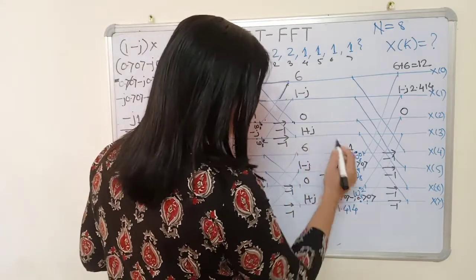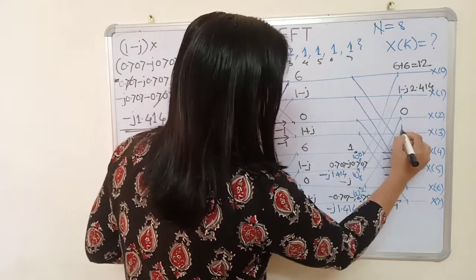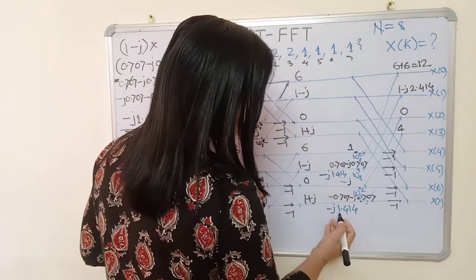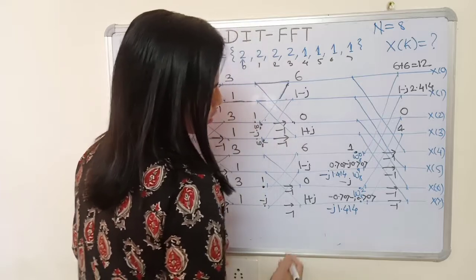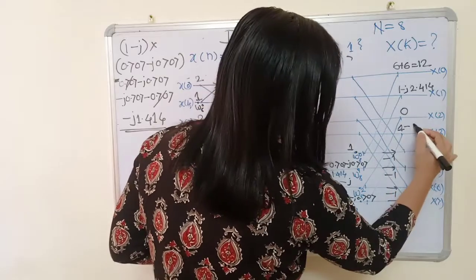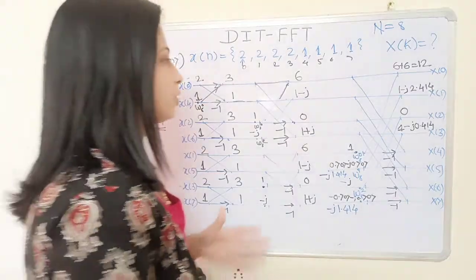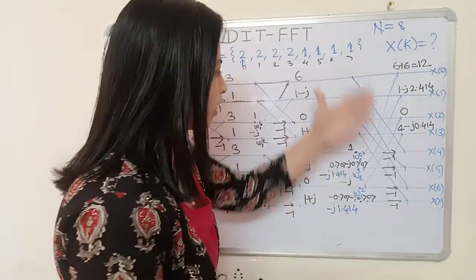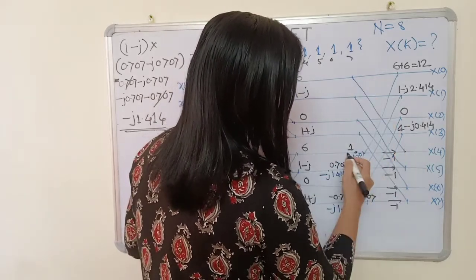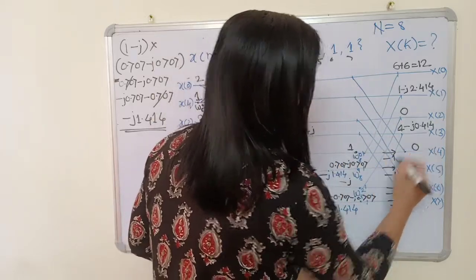Now 1 plus j and this plus this. So real part is 1. Here no real part is there. And it is plus j and this minus. Okay, so it will become minus j 0.414. Okay, so this is so easy if we do it very calmly. Now at the downward side we have to take this minus. So 6 minus 6, this is equal to 0.